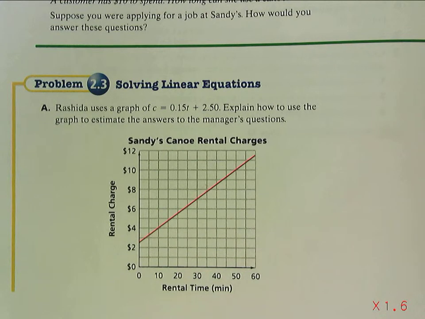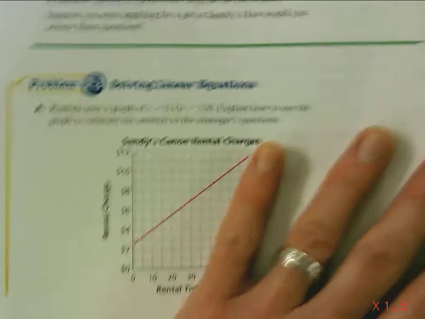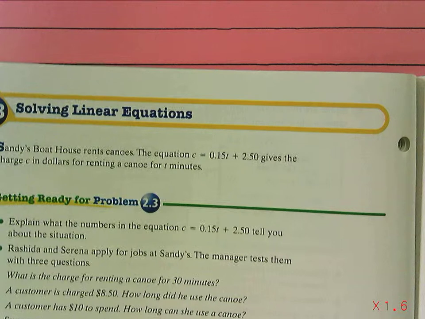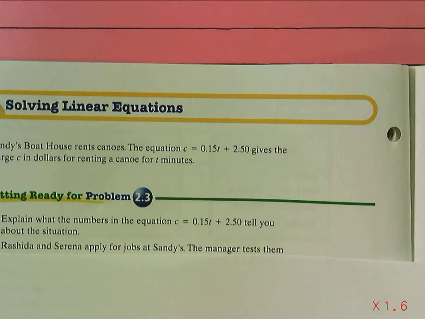So we're going to continue on Thinking with Math Models, Investigation 2.3, Problem 2.3, and we've already answered question A and used the graph. But in question B it asks, what if we wanted to use a table to find our answers for this equation? So the original equation is the cost is 15 cents per minute plus the $2.50.